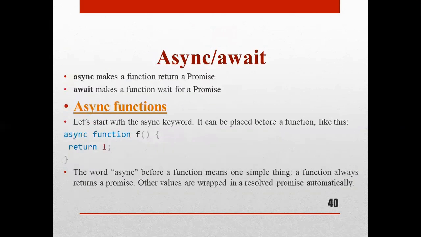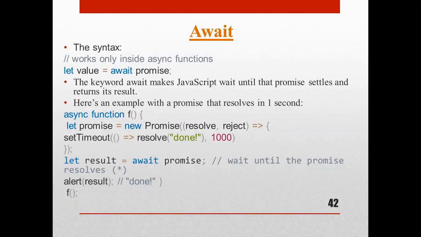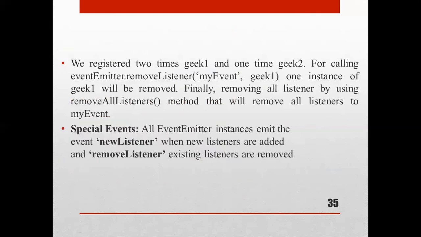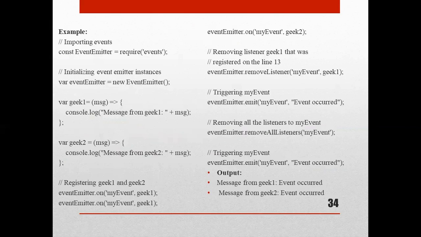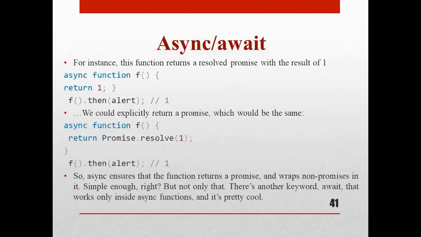So we have seen the EventEmitter class and the async and await keywords. Remember that the await keyword only works inside the async function. Then we have seen the EventEmitter class and several events: how to import the events, how to initialize the EventEmitter, then how to register a listener, how to remove the listener, and how to trigger an event in the EventEmitter class. So that's it for today's session.